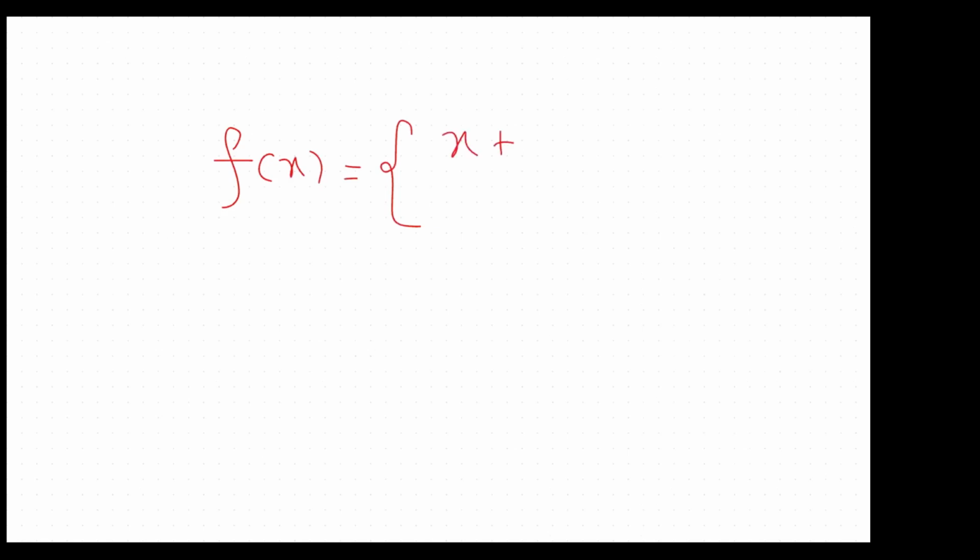Suppose f of x equals x plus 3 for x less than or equal to 2, and f of x equals x plus 1 for x greater than or equal to 2. At what point do you want to discuss, f of 2, right? Okay, the function value is defined, but the limiting value is not defined.